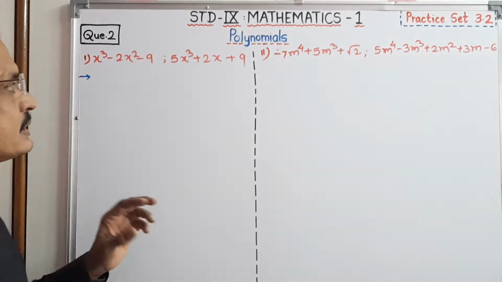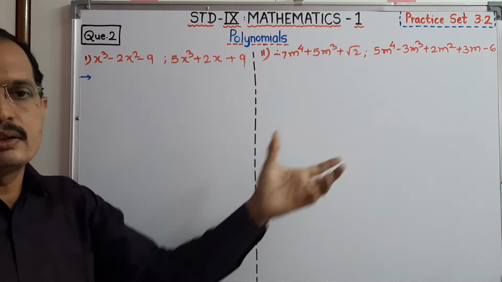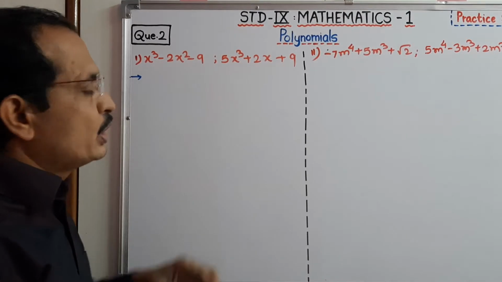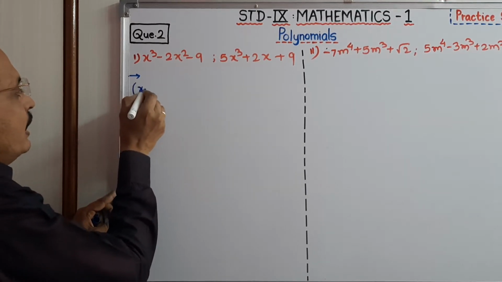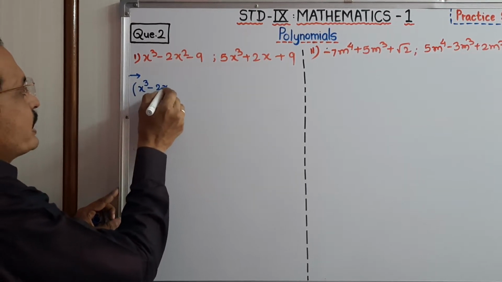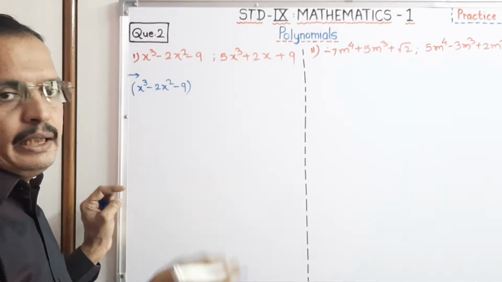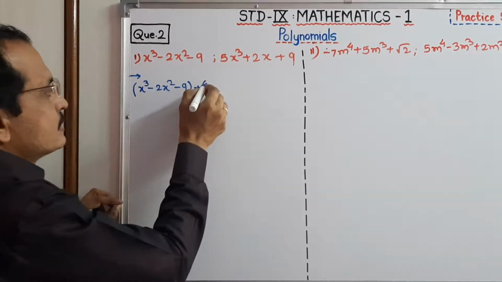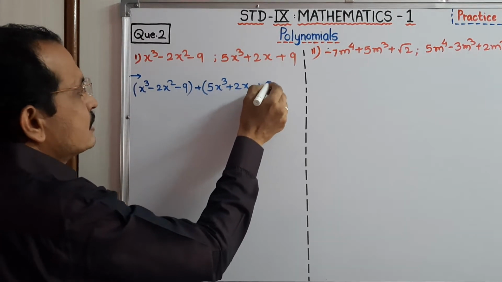Dear student, see here. The first question, this is the second one, and the third one is there. Now see here, we have to add these two polynomials. Directly we can write in the first bracket x cube minus 2x square minus 9. This is the first polynomial. To that we have to add the second polynomial, that is 5x cube plus 2x plus 9.